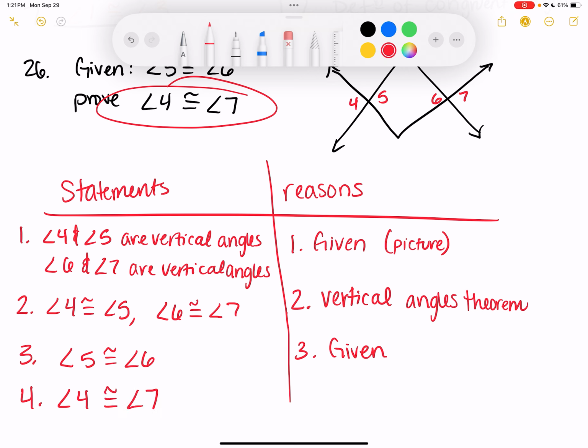Why? Those are vertical. Well, 4 and 7 aren't vertical angles. How did I go over here? I know that 5 and 6 are congruent, and so thus 4 and 7 are congruent. What makes that true? Starts with a T. Because 5 is equal to 4 and 6 is equal to 7. They're equal to each other. Transitive property. Transitive property of angle congruence.